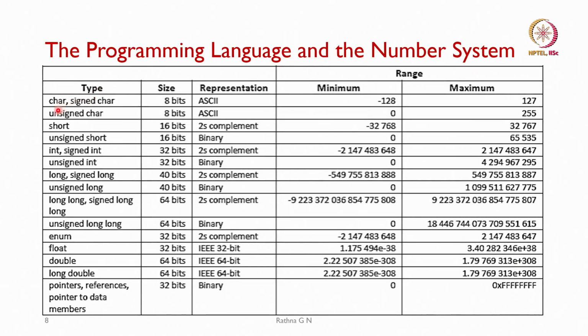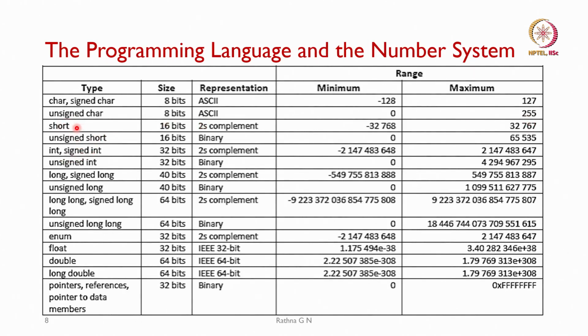Based on that, characters and signed characters are going to be 8 bits, and the representation is the ASCII format, with a minimum of -128 and a maximum of 127. And we can define unsigned character, which is also 8 bits, also in ASCII representation, and the range is from 0 to 255.